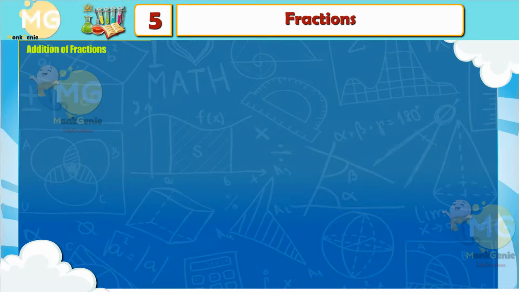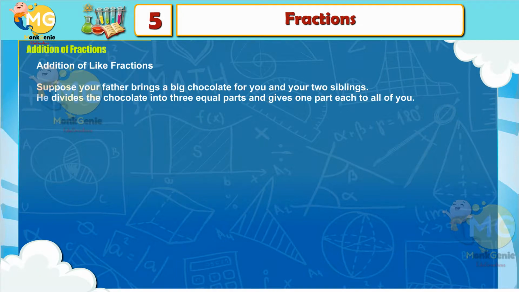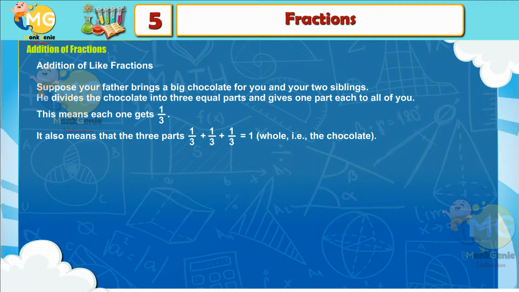Addition of fractions. Addition of like fractions. Suppose your father brings a big chocolate for you and your two siblings. He divides the chocolate into 3 equal parts and gives 1 part each to all of you. This means each one gets 1 upon 3. It also means that the 3 parts, 1 upon 3 plus 1 upon 3 plus 1 upon 3 equal to 1 whole, that is the chocolate.